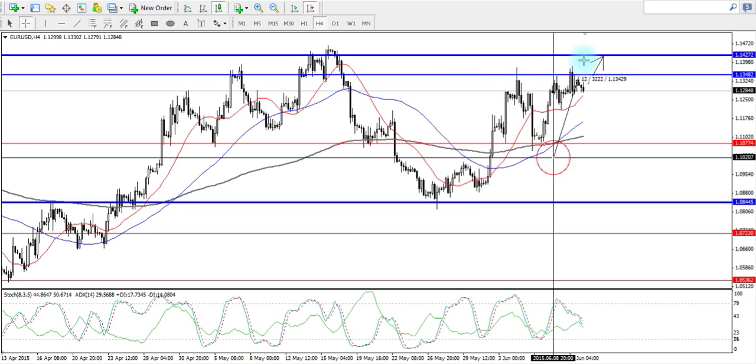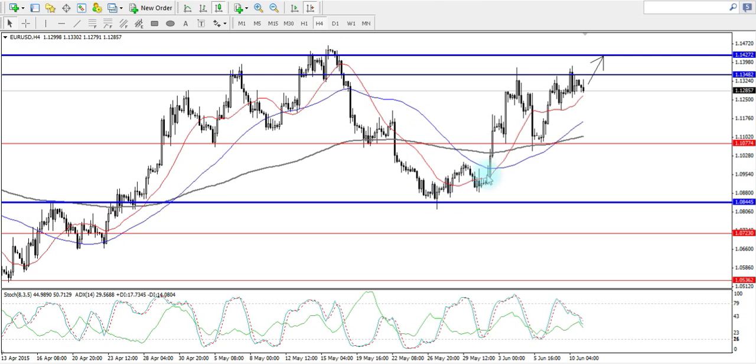mostly based on the structure right here. We can see that there's actually kind of like an inverse head and shoulder formation. We're expecting price to really appreciate much further from here, at least till it touches the next resistance level at the price of 1.1427, Fibonacci expansion 161.8%.